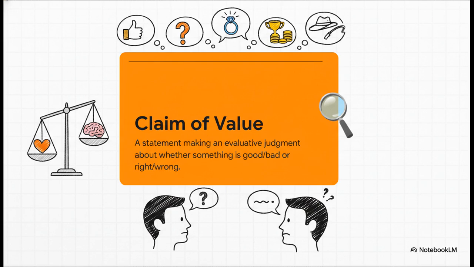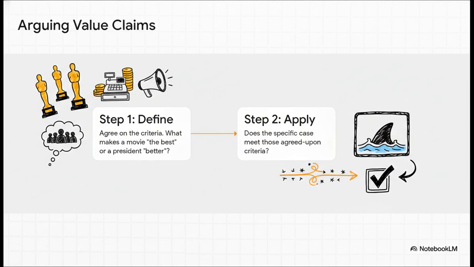And this is where arguments can get really tricky because words like good or best or greatest, they're totally subjective. They mean different things to different people. So how on earth do you argue about something that's totally subjective? Well, you actually make it objective. Here's how. First, you have to agree on the standards, the criteria. What makes a movie the best? Does it need to win awards, make $1 billion, have a lasting cultural impact? Once you've defined those rules, you can then see if your movie, even if it's Sharknado, actually meets the criteria we just set.